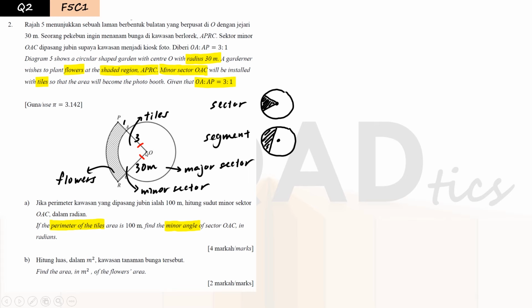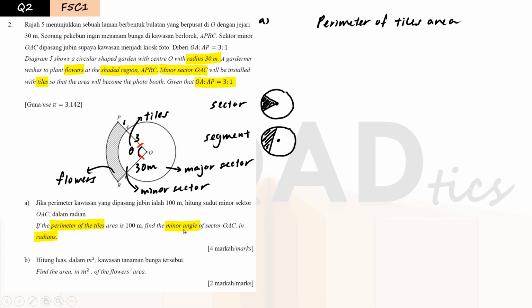Since this part is called the minor sector, its angle, which is the theta here, is called the minor angle. We need to find this minor angle in radians. Since we are given the perimeter of the tiles area, why don't we form an equation based on this perimeter to find the minor angle.